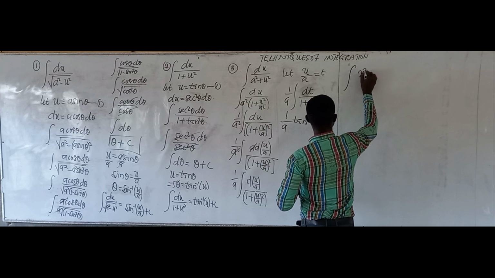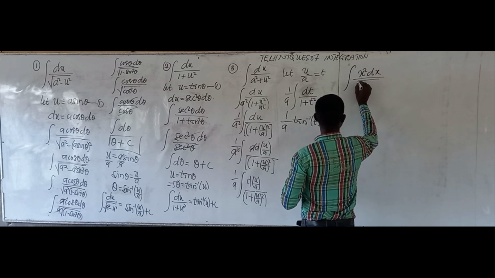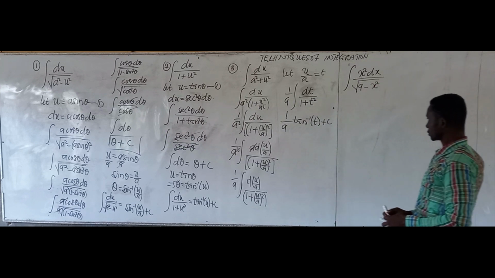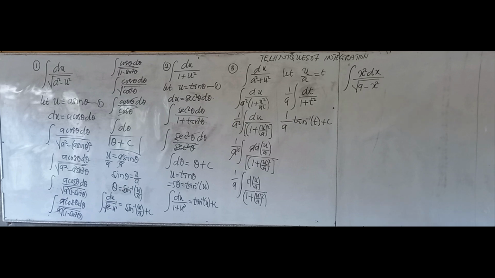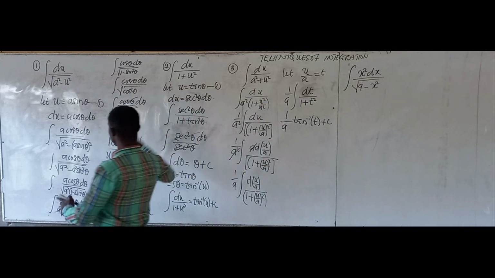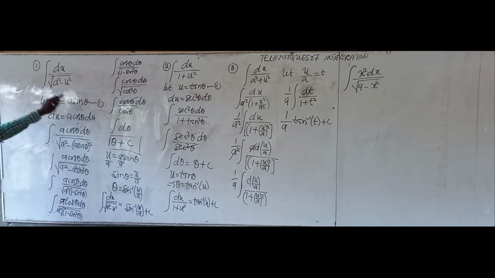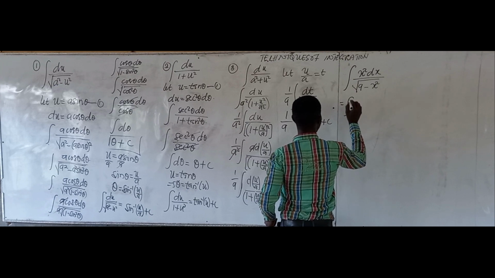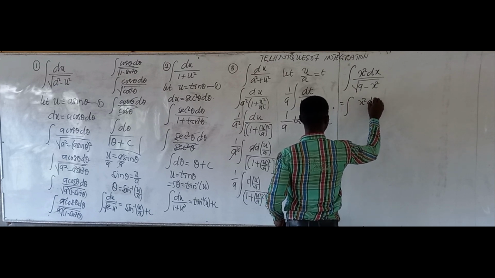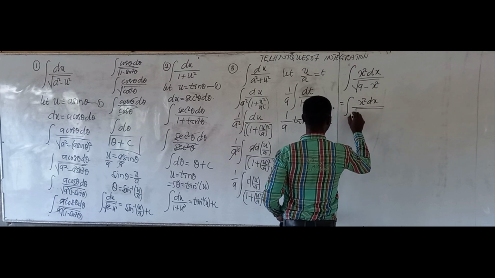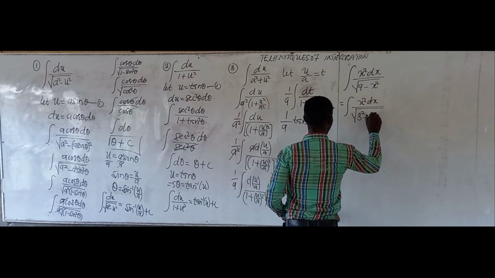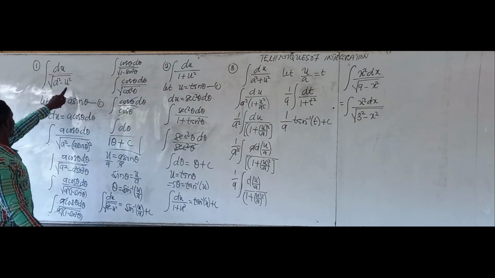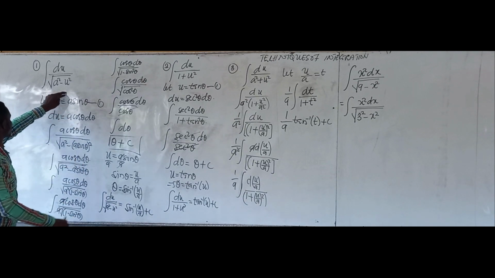Integral x squared dx over the square root of 9 minus x squared. When you look at this carefully, it takes this form, because it can be written as the integral of x squared dx over the square root of 3 squared minus x squared. So a squared is 3 squared, and u squared is x squared.